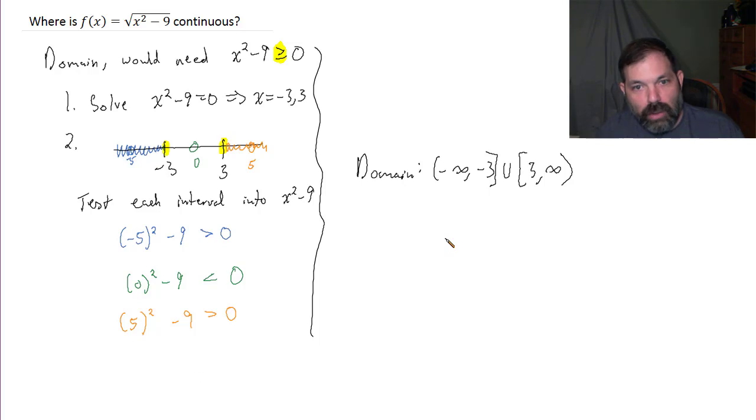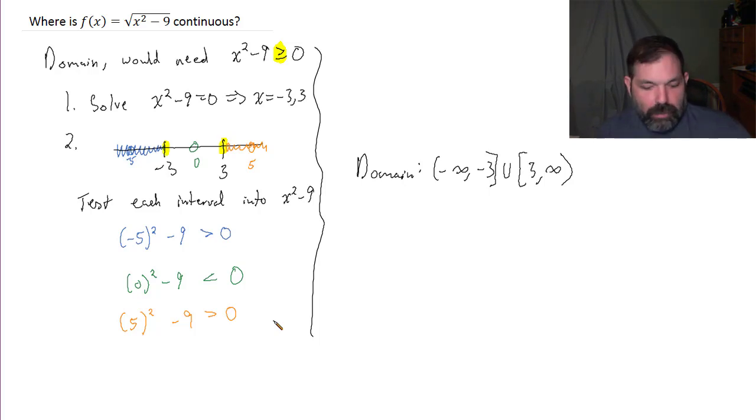And if we think about it, it should seem reasonable that that's where this function is continuous. Because those are all the x values that I can put into this function. And anywhere that would cause issues would be between the negative 3 and the positive 3. All of those values, that's where the function is not defined.